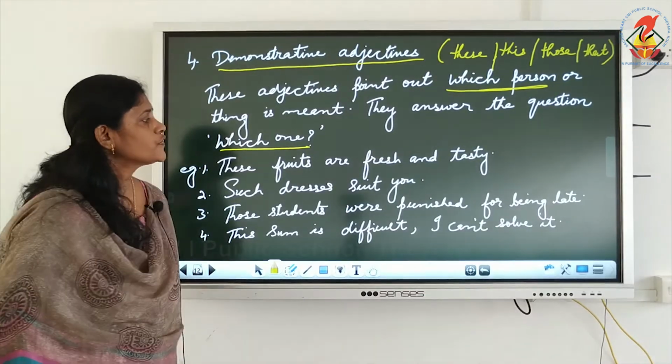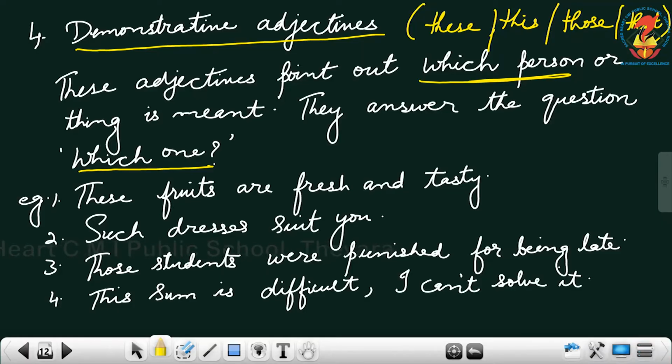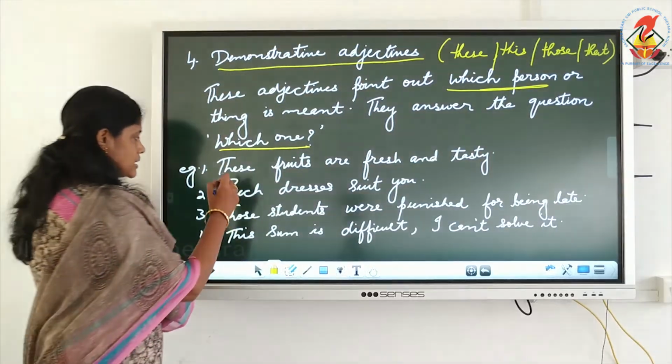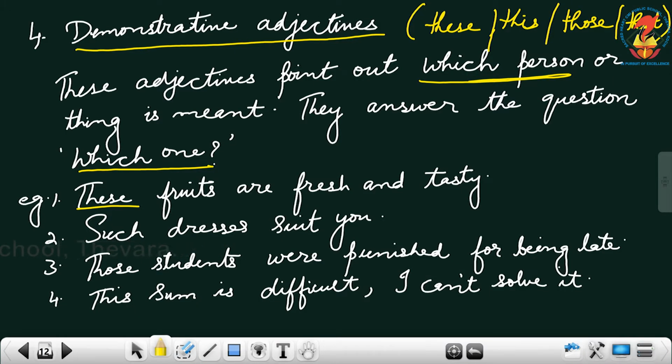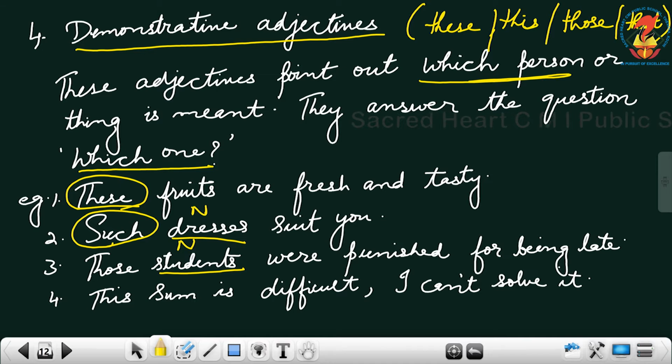Let's see. These fruits are fresh and tasty. About which fruits are you talking here, children? These fruits, isn't it? Such dresses suit you. Which is the noun here? The word dresses is the noun. Which type of dresses suit you? Such dresses. So this becomes a demonstrative adjective. Those students were punished for being late. Which students? Students, this is a noun. Which students were punished? Those students.